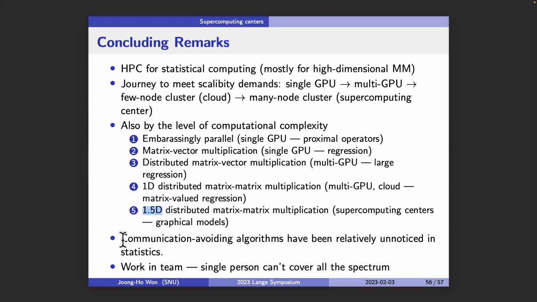And my final take-home message is to work in a team. Not a single person can cover all the spectrum of computation and statistics. So finding a good teammate would be very, very encouraged. So thank you for your attention.